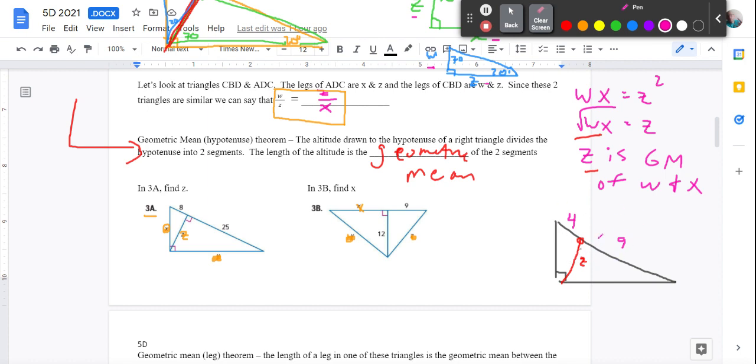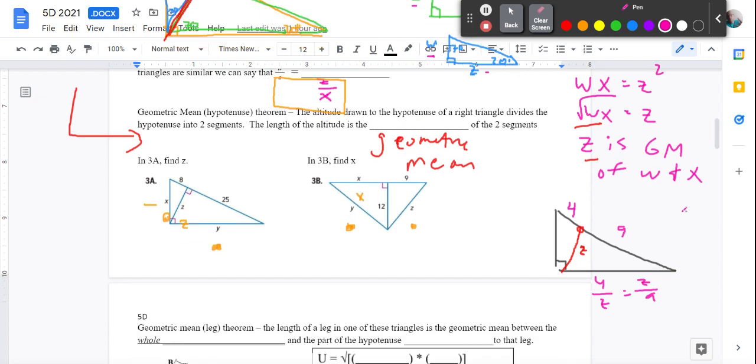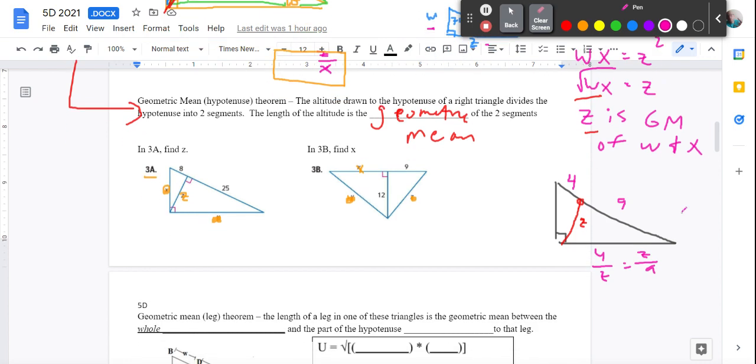We know that we could set this up two different ways. We could say, well, 4 over z is equal to z over 9. Then when we cross multiply, we end up saying that z is a geometric mean of 4 and 9. So 4 times 9 is 36, which equals z squared. So z is going to equal 6. This thing is a geometric mean of this piece and that piece.